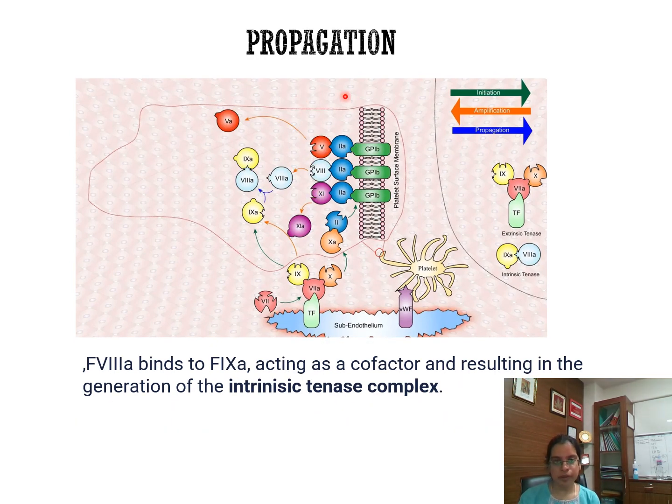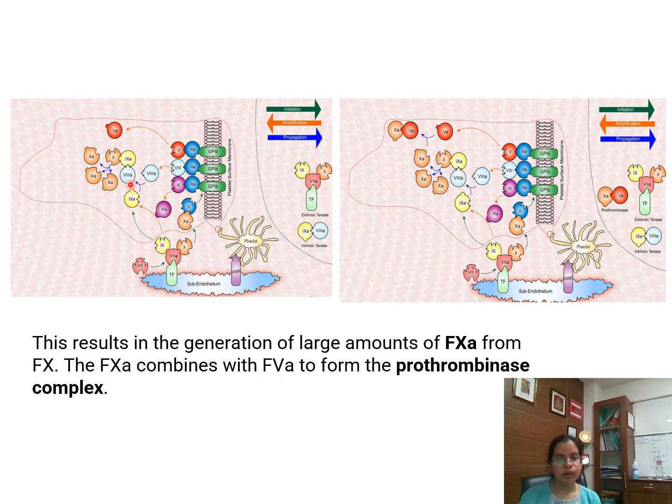Now propagation will take place, that is factor 8A that was activated by thrombin will bind to activated factor 9A, and this will result in the formation of the intrinsic kinase complex. Why is this called a kinase complex? Because it will cause conversion of factor 10 to 10A. Now this intrinsic kinase, consisting of factor 8A and factor 9A, will cause conversion of factor 10 to activated factor 10A. Now this activated factor 10A will combine with factor 5A to form the prothrombinase complex.